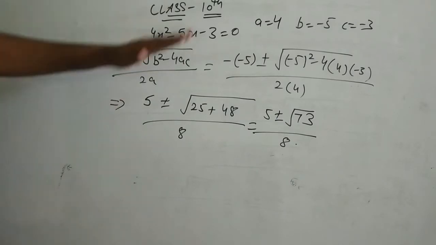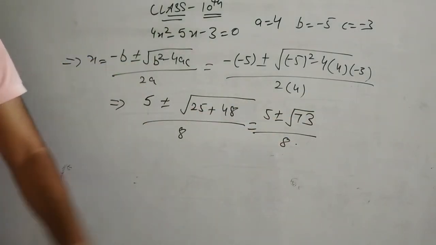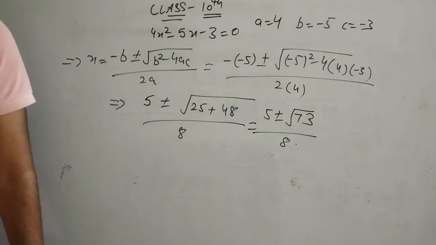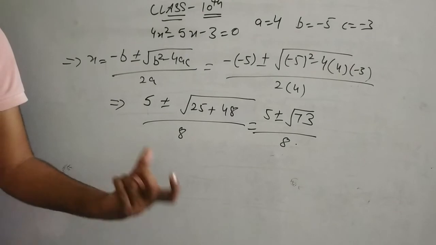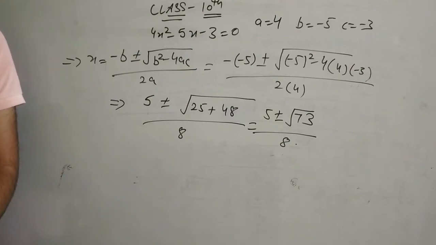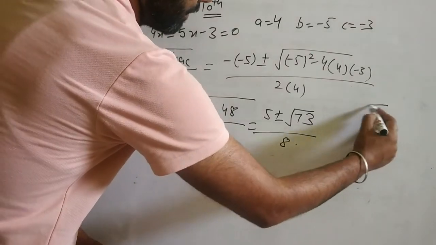Up to here we have done as we did in the first example. Now 73 is not a perfect square, so we can't find the square root directly. So here we will use the long division method. We have done the long division method in the 8th class.